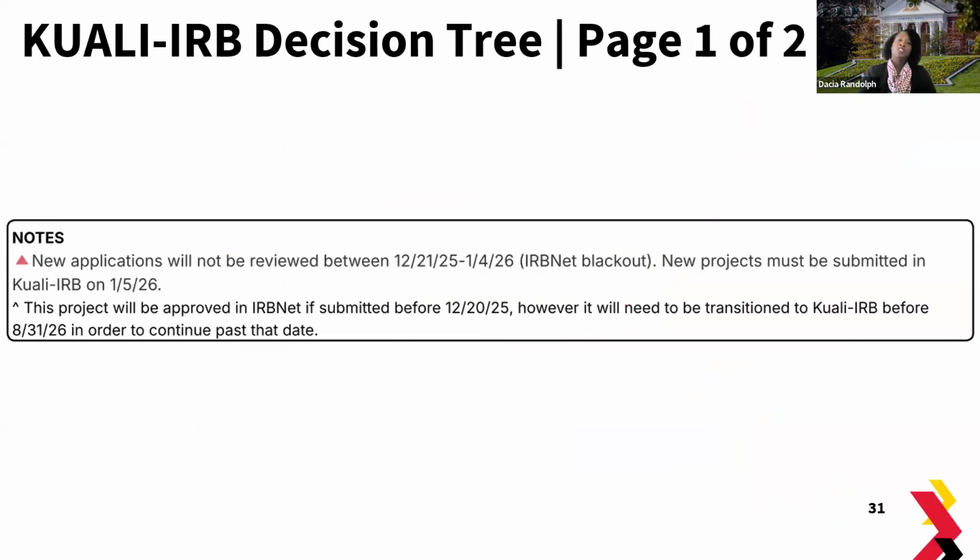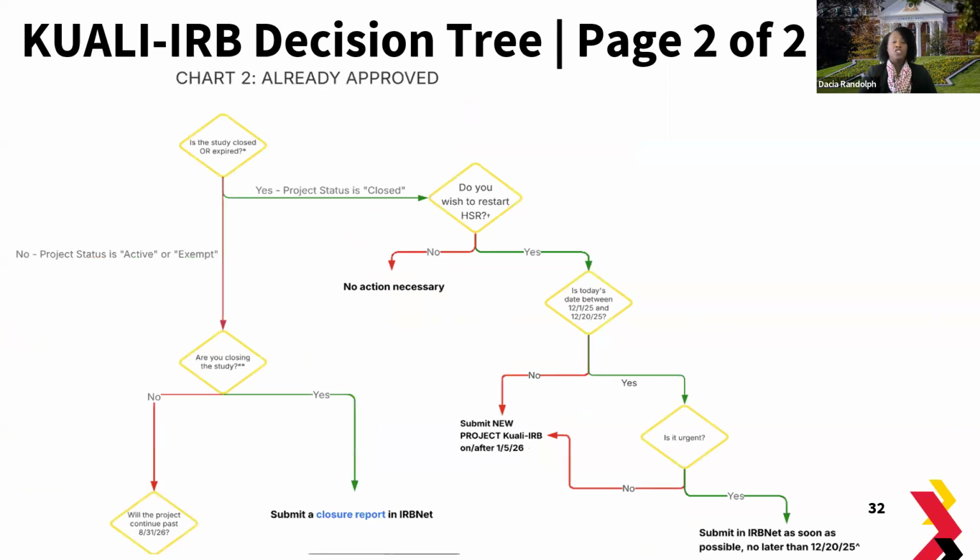And then just a couple of notes, again, just re-emphasizing the blackout period, because they definitely want to give us as much heads up as possible so that, again, we're not running the risk of losing any studies or projects during the transition. And then this is page 2, which is an indication of your projects or studies that have already been approved, how you can still access them in IRBNet, when you'll be able to access them in IRBNet, and when you have to manually transition them by. And that's the other piece I wanted to share.